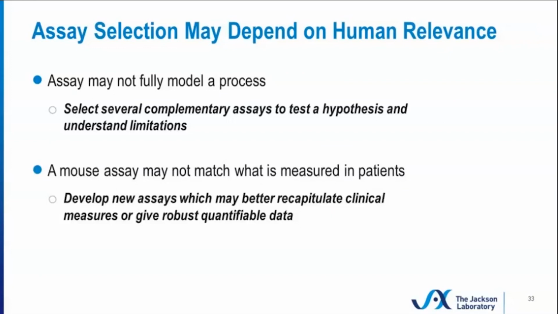And a very important aspect is understanding the pros and cons of each one of them, so that the second assay or the complementary assay would be able to overcome that. And sometimes a mouse assay may not essentially recreate what is measured in the patients. So develop new assays which you think will better recapitulate those clinical measures and give you better quantifiable data. And it's absolutely fine to mix and match or cross between two assays if you think that that is going to answer the question better.